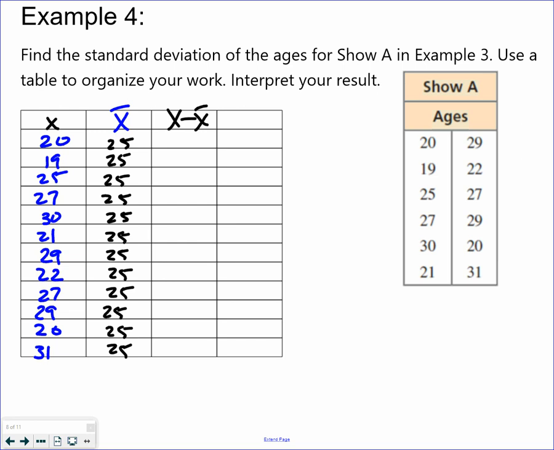So now 20 minus 25, 19 minus 25, 25 minus 25, and so on. So you're going to do each one of these. Take the x, the number in the data set, minus the average.